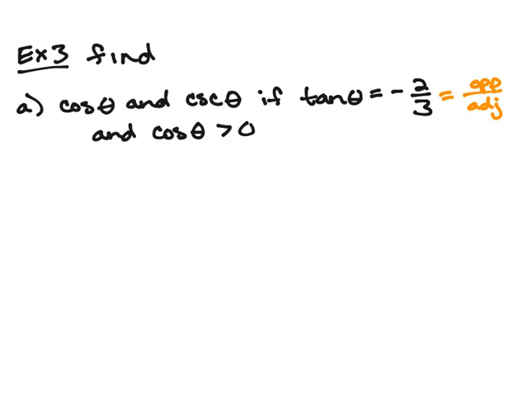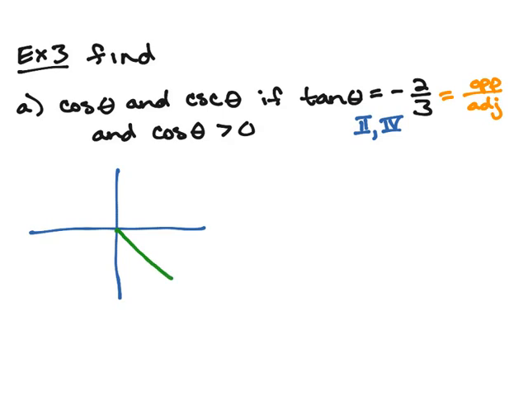We need to decide which quadrant we're in before we draw this triangle. So I have tangent's negative. If tangent's negative, I'm either in 2 or 4, right? Cosine's positive. So which quadrant am I in? I'm in quadrant 4. So what I'm going to do is draw a hypotenuse in quadrant 4.